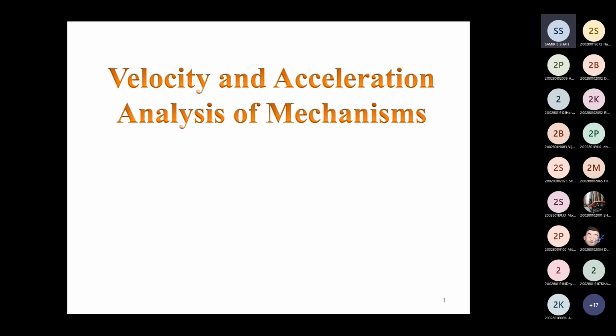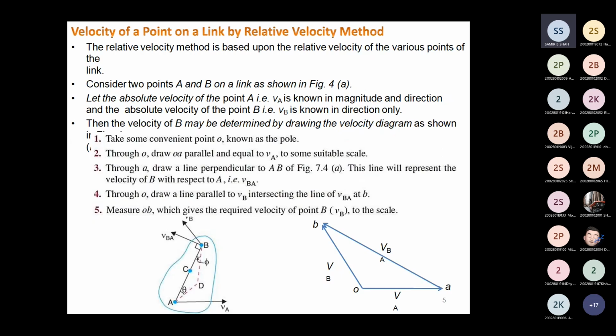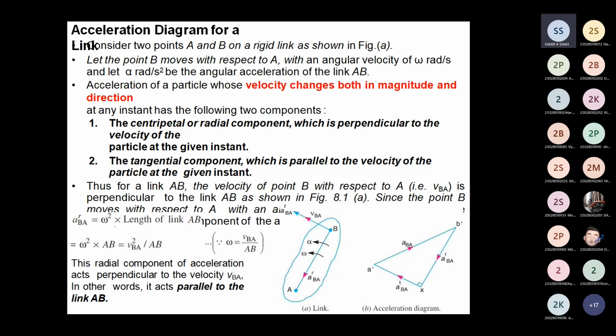Now we talk about the acceleration. A few important points about the acceleration diagram: as we know very well, the space diagram is indicated with capital letters, the velocity diagram with small letters, and the acceleration diagram is indicated with dashed letters. You can see it here. Whenever we talk about the acceleration diagram, it is indicated with dashed letters.